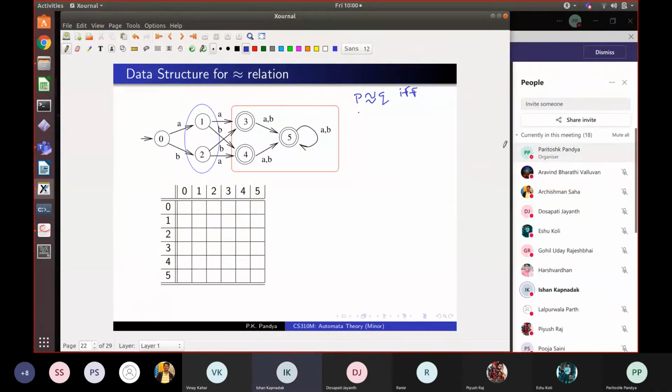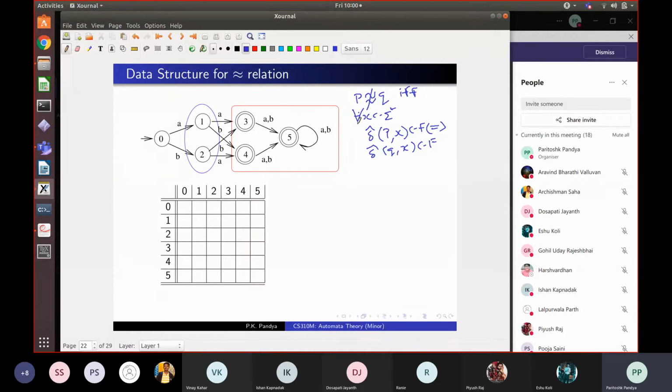For all x in sigma star, delta hat of p, x belongs to F if and only if delta hat of q, x belongs to capital F. This is the definition. And hence, suppose we want to put the negation of this. When is P not equivalent to Q?